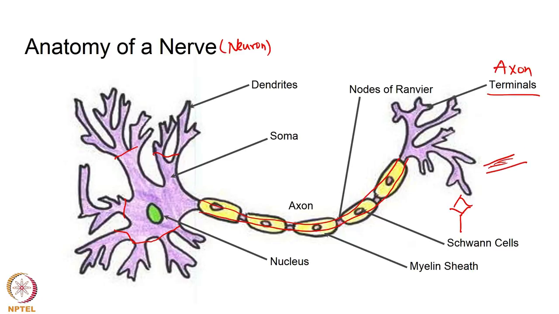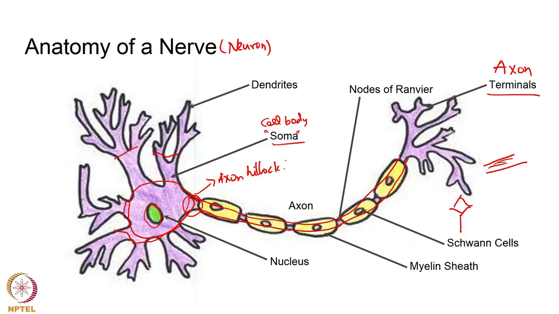Now, the neuron has a cell body, which is this, and a nucleus. The neuronal cell body is called the soma. The point where the soma attaches to the axon, the neighborhood, is called the axon hillock. This is the region where there is a relatively high probability of action potentials getting generated.